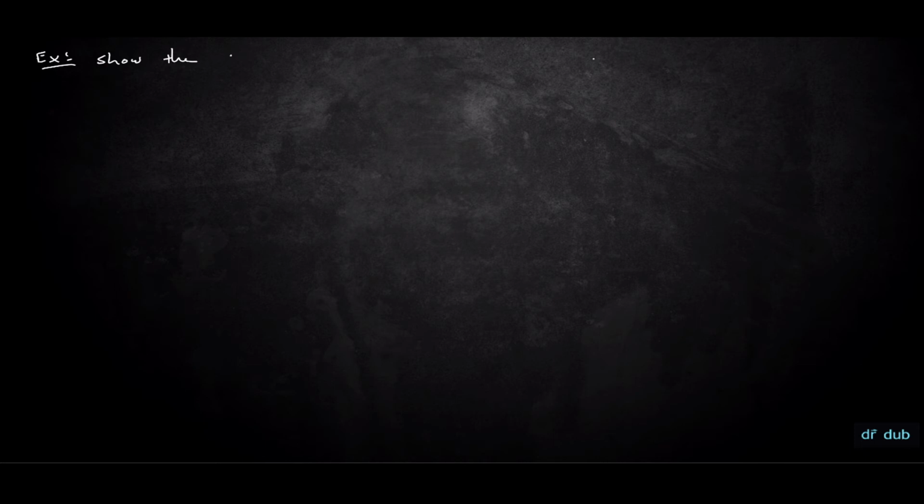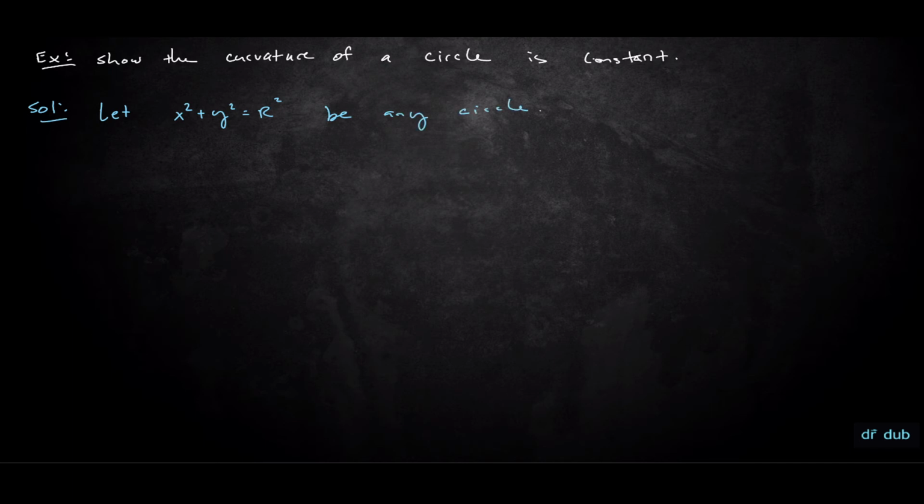So example number 1 says: show the curvature of a circle is constant. So constant curvature for a circle, which means every point on the circle has the same curvature. What we're going to do is start off with any circle. So we're going to let x squared plus y squared equal R squared be any circle, where capital R is the radius of just some arbitrary circle.